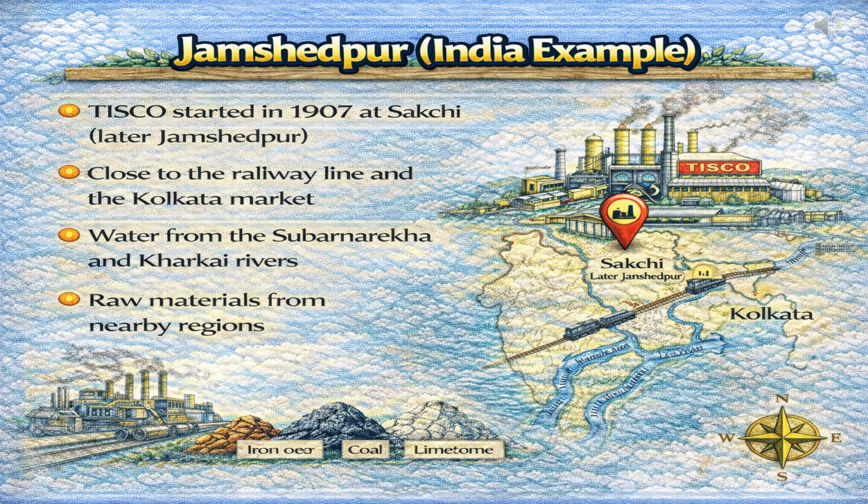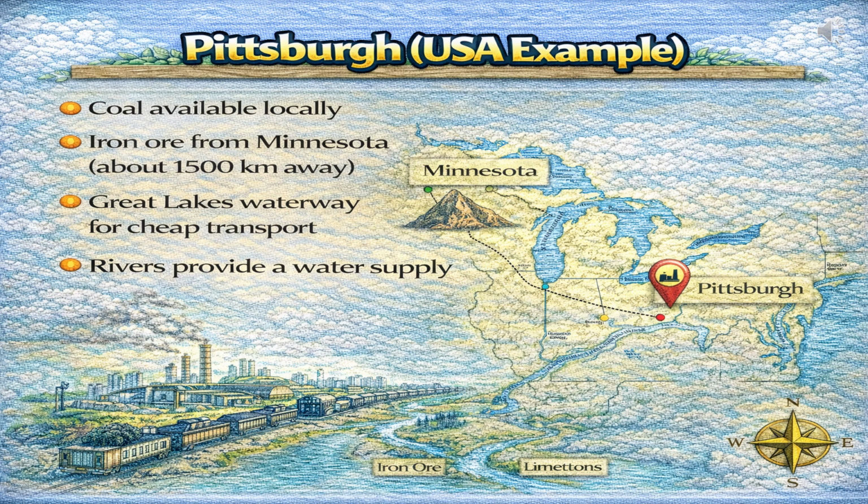Now let's compare this with a world example, Pittsburgh in the USA. Now let's travel to the USA. Pittsburgh is a famous iron and steel center. It developed because coal was available locally. Iron ore came from Minnesota, about 1,500 kilometers away. A Great Lakes waterway helped in cheap transport. Rivers provided water supply. So Pittsburgh also had the perfect combination of resources and transport.